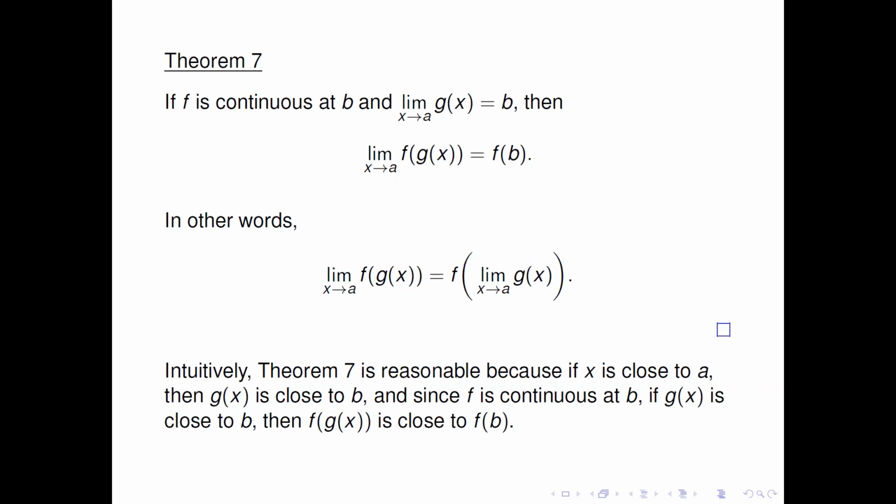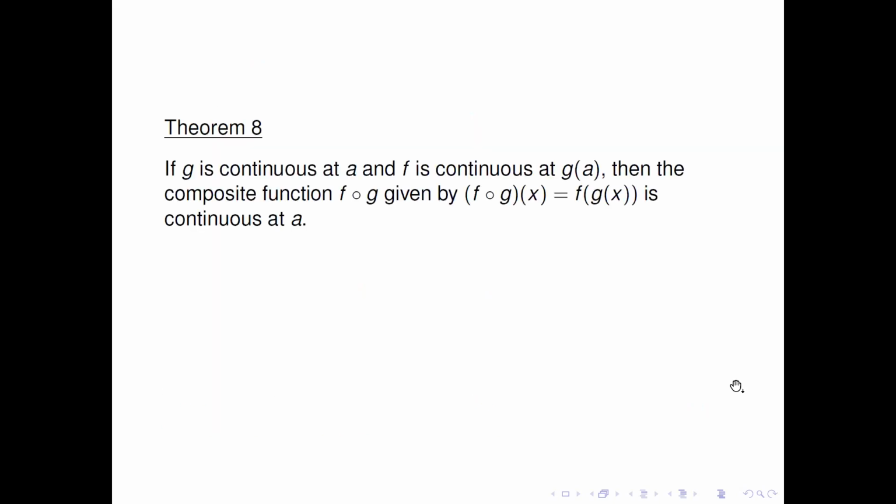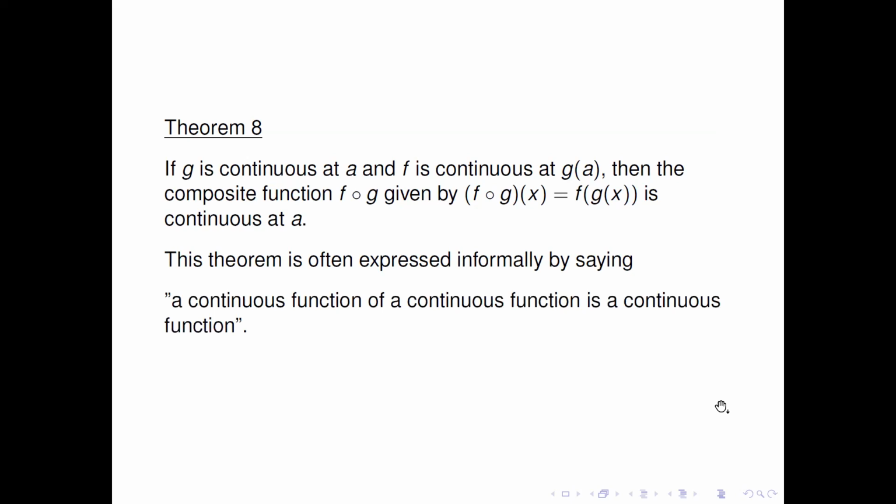And our formal definition is a way of making mathematically precise this notion of closeness, right, of smallness. If g is continuous at a and f is continuous at g of a, then the composite function f composed with g, given by f composed with g at x is f of g of x, is continuous at a. And it's often expressed informally by saying a continuous function of a continuous function is a continuous function.